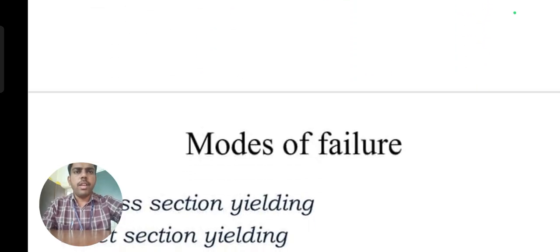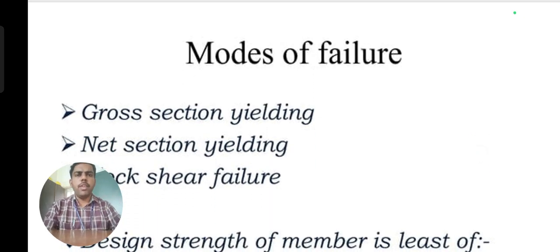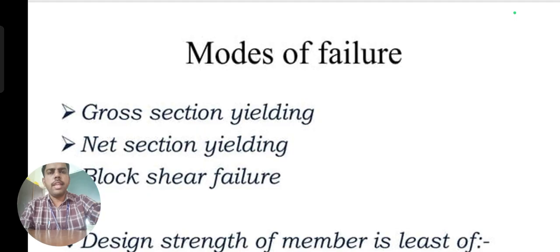Here, first of all, what types of failure may be involved in that particular situation? Three types of failure may be involved in a tension member: strength governed by gross section yielding, strength governed by net section rupture, and strength governed by block shear failure. These types of failures occur more frequently at the joint. You have to overcome these failures, and the member should always be safe against them.